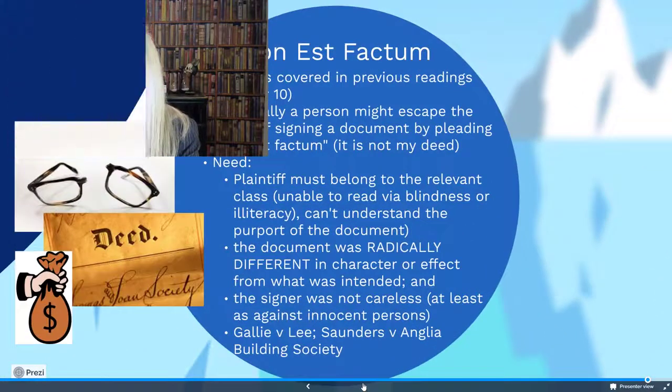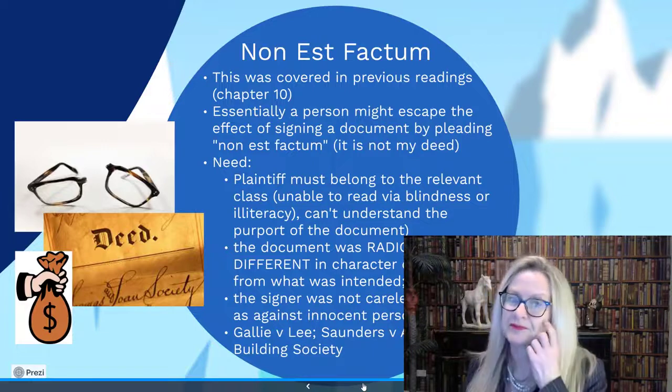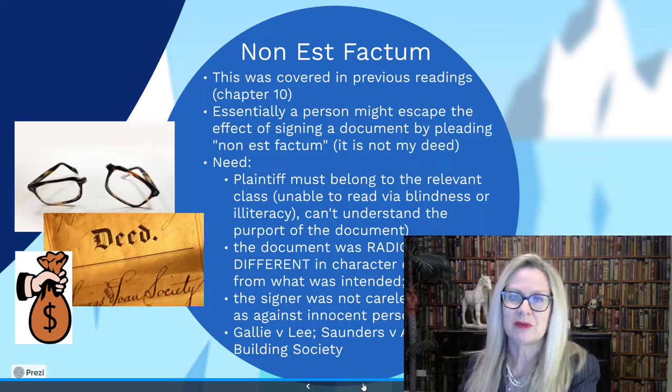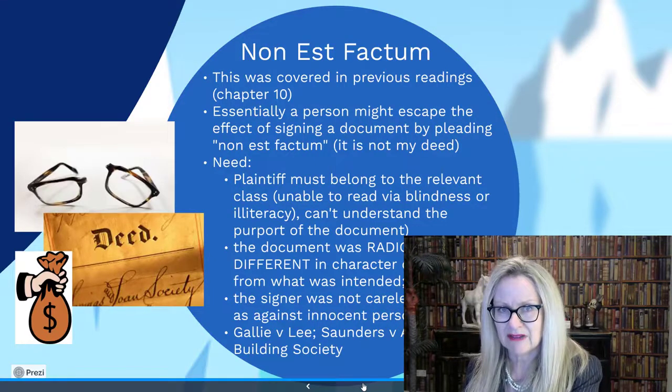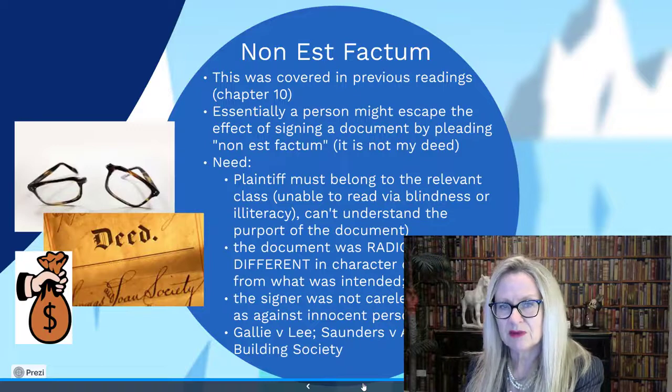The last kind of unilateral mistake is a funny old category of cases. We call them non est factum. That's another Latin phrase, meaning it is not my deed. It's not my deed. This was covered in Chapter 10 of law, so you should be across it already. No need to labour it.